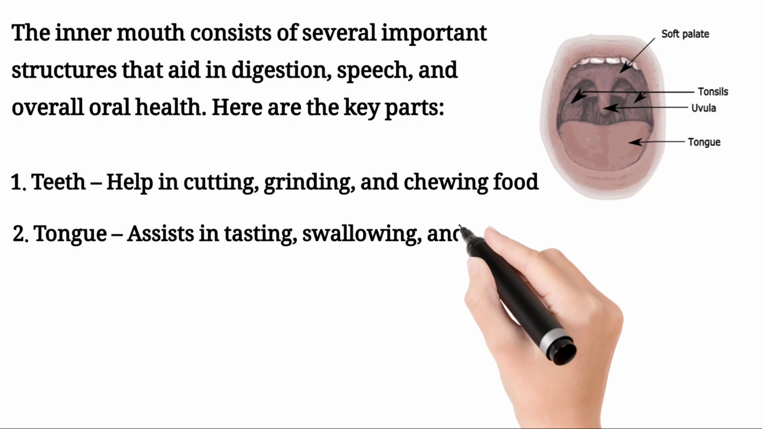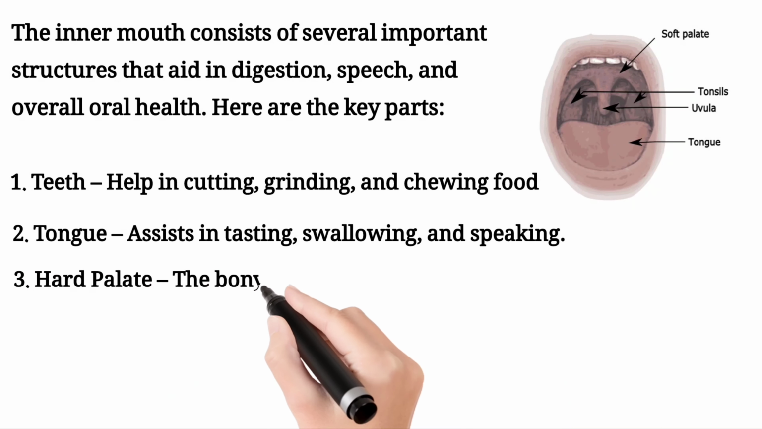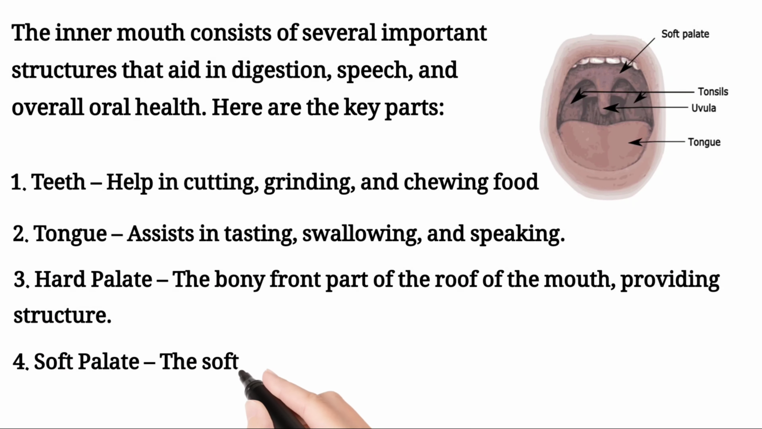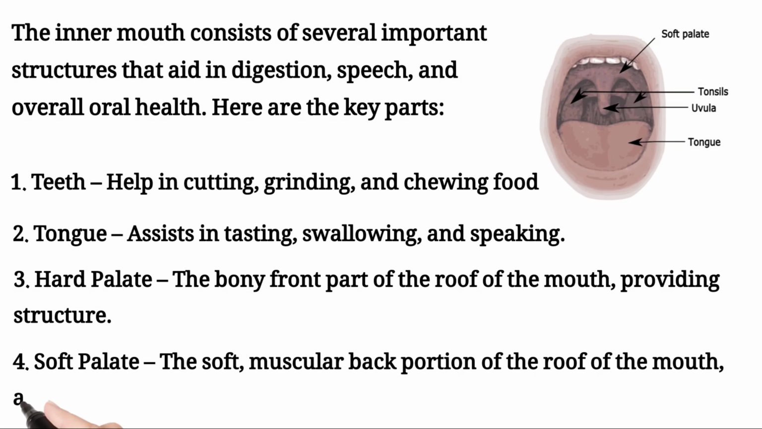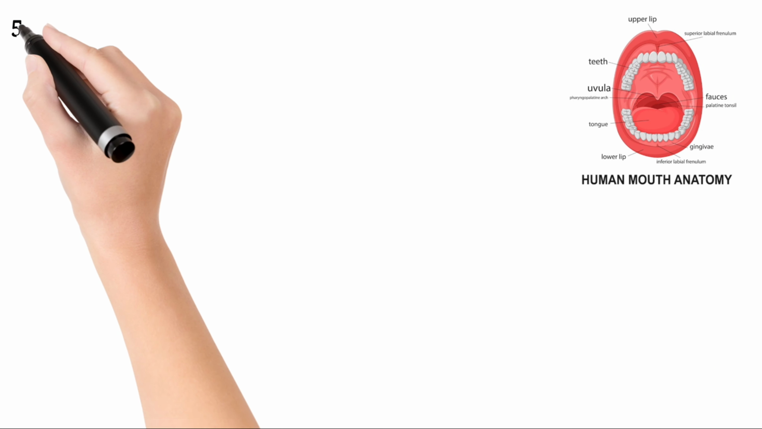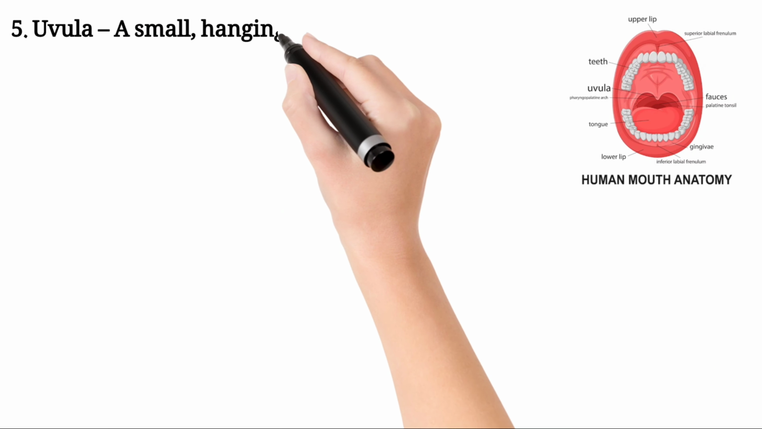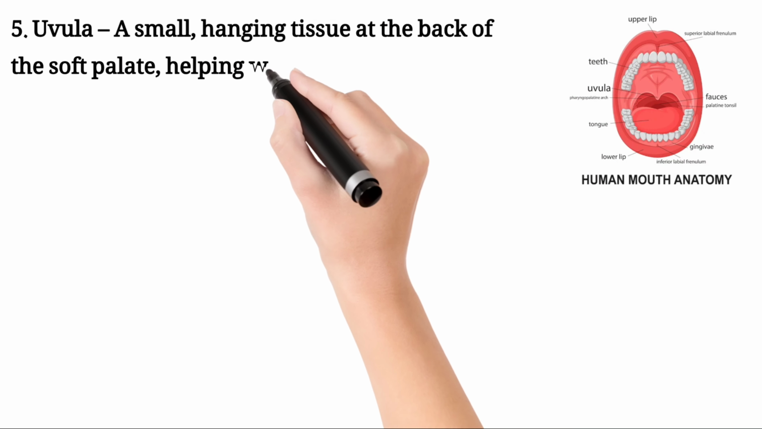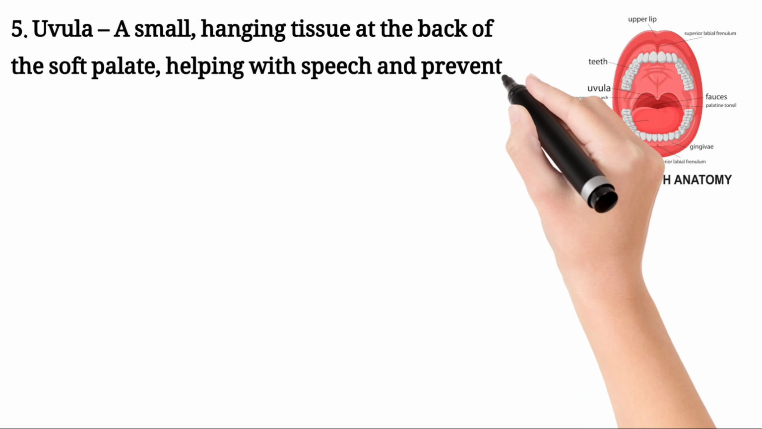3. Hard palate, the bony front part of the roof of the mouth, providing structure. 4. Soft palate, the soft, muscular back portion of the roof of the mouth, aiding in swallowing and speech. 5. Uvula, a small, hanging tissue at the back of the soft palate, helping with speech and preventing food from entering the nasal cavity.